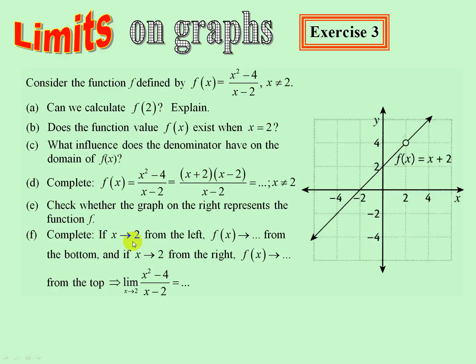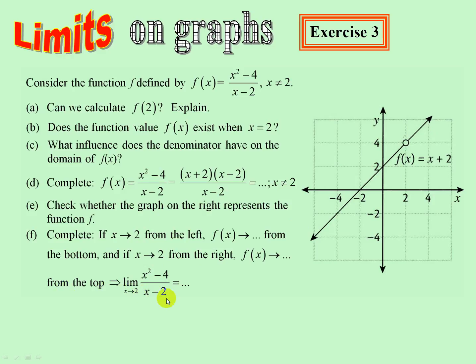Complete. If x tends to 2 from the left, we're going that way, from the bottom, notice that as x tends to 2 from the left, this point is tending there, and therefore the y is tending there. So that's why it says f of x, the y value, from the bottom. If x tends to 2 from the right, so x is going there, which means the point is going there, which means y is going there. f of x tends from the top.